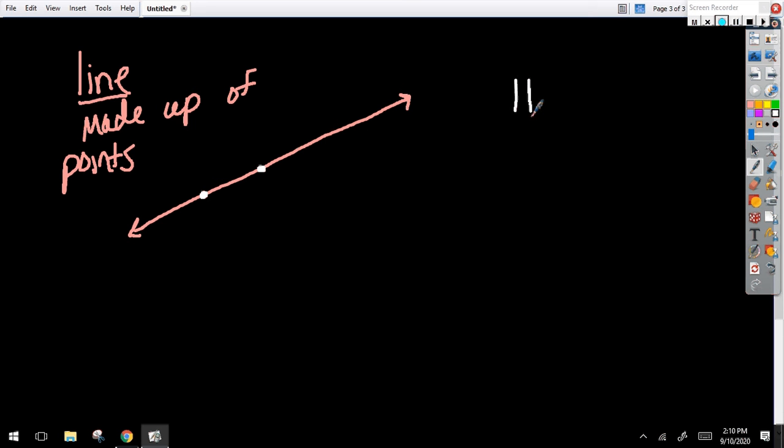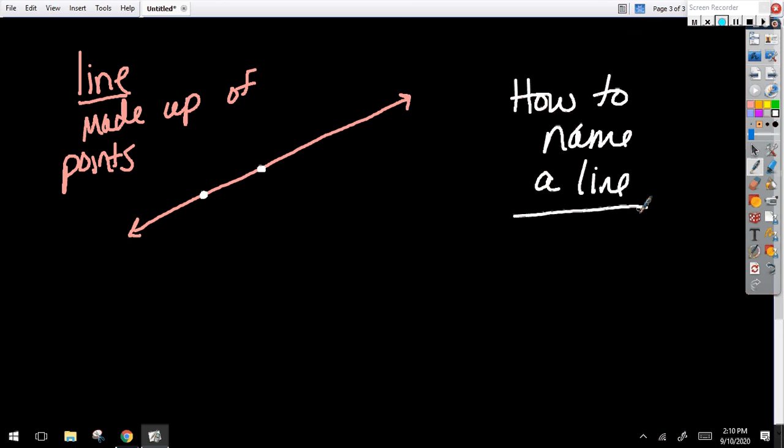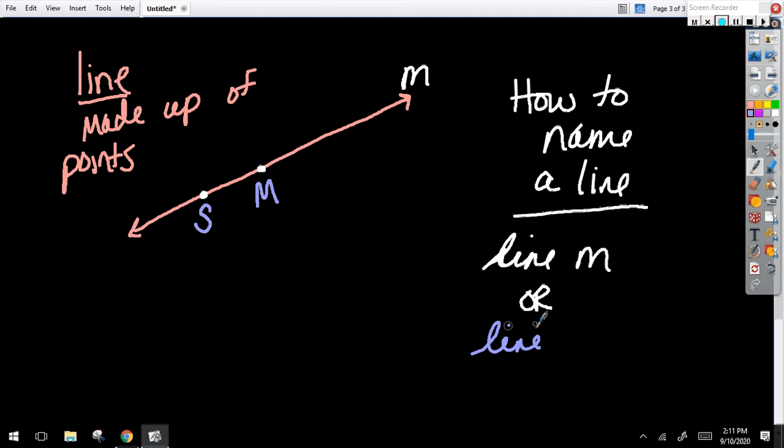And we can name a line several ways. How to name a line: we can name a line with a lowercase letter, so maybe I call this line m. Or I can name it by two points on the line. Let's say this was point S and point M. So I could call this line SM. Sometimes you will see it written as just the two points. Sometimes you will see it written with a little line on top to indicate that it's a line. So that's how we would name the line.